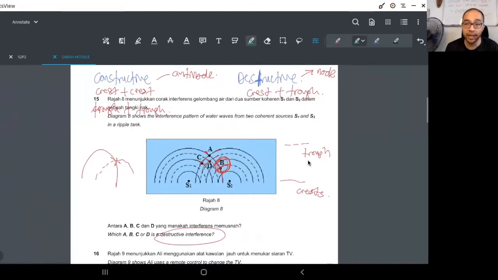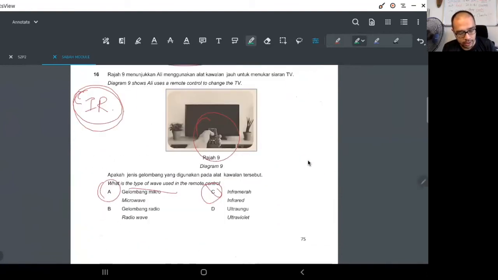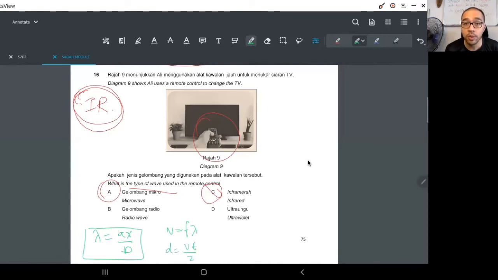Oh no, sorry, that's the other question. Okay, so Young's formula is lambda equals to ax over D. But you only use this for interference. The other two formulas, v equals to f lambda and d equals to vt over 2, are more commonly used compared to the interference formula. This by far is what we call the wave equation. It is the most commonly used formula in this chapter. This one is for interference.